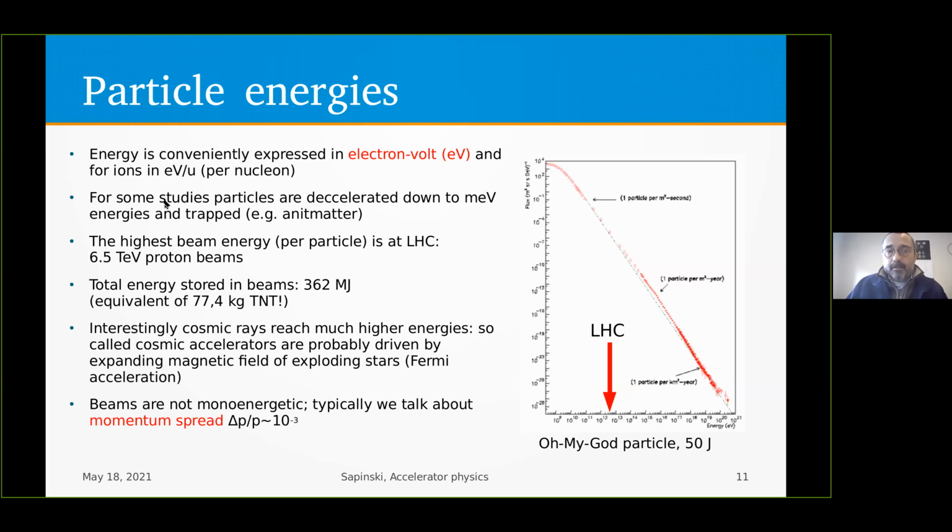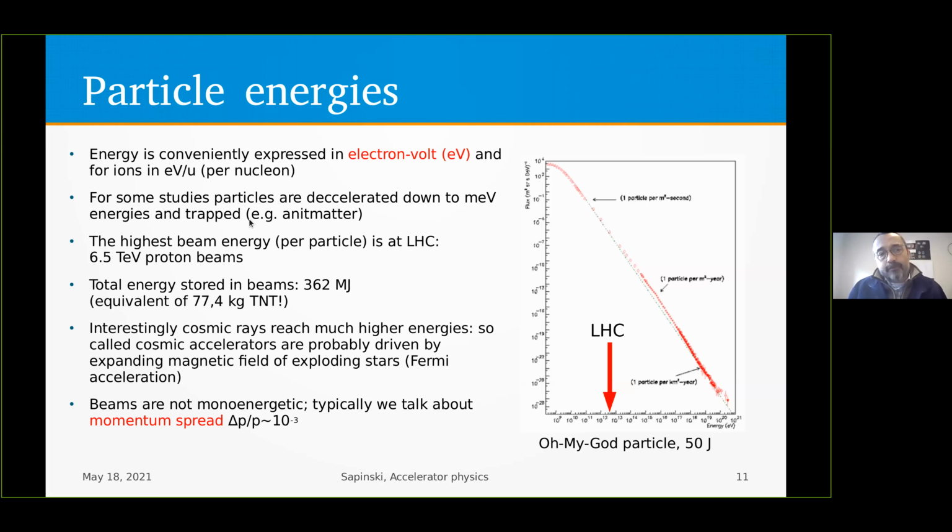For some studies, particles are actually decelerated. So an accelerator can also be used in the inverse mode to decelerate particles, and they go all the way down to milli-electron-volt energy. And sometimes they are even trapped. For instance, at CERN, and many other laboratories, there are experiments where antimatter is trapped and even stored in magnetic traps for hours, if not days.